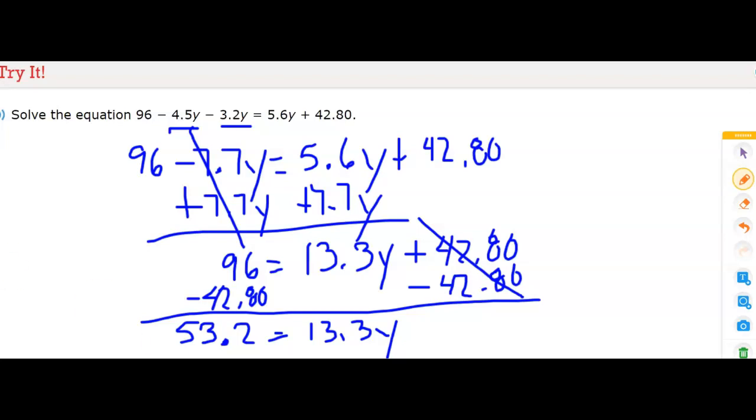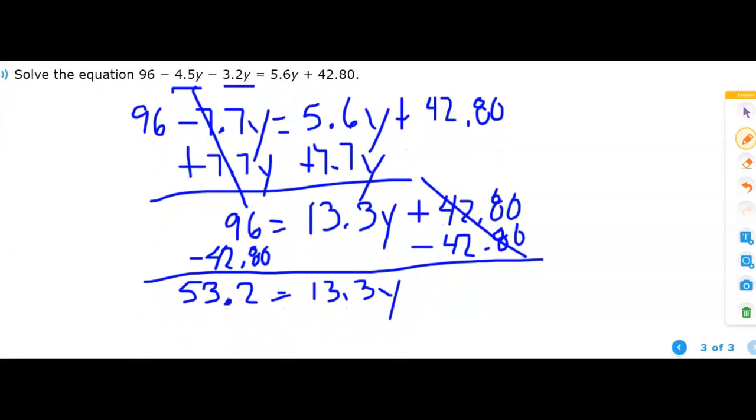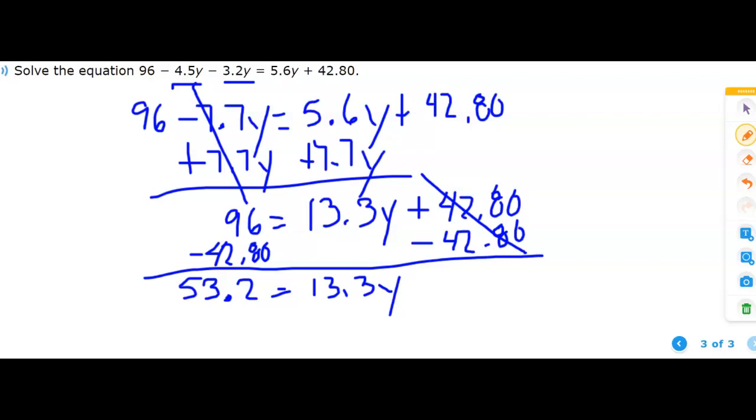Now the final step is solving for y. So now I'm going to do the inverse or opposite of multiplication, which is division. So I'm going to divide the 13 and 3/10 on both sides of my equation. And that's going to tell me what y equals. So 53.2 divided by 13 and 3/10 is equal to 4. So the value of y in this equation is equal to 4.